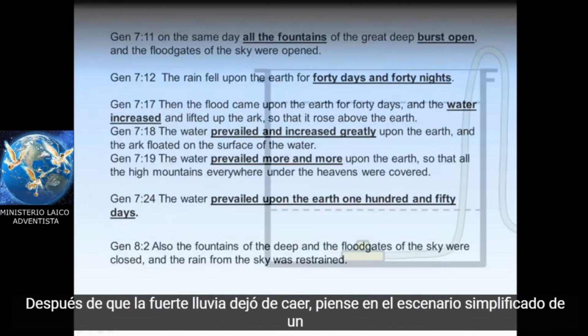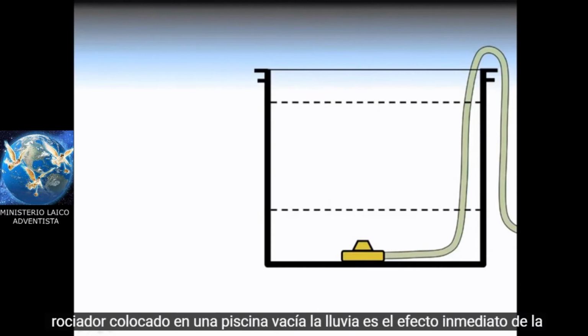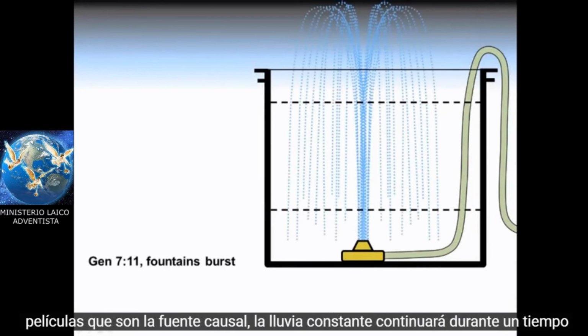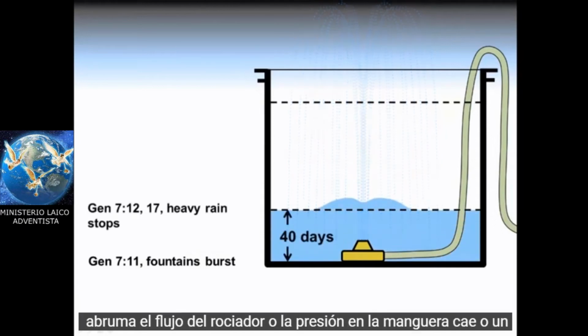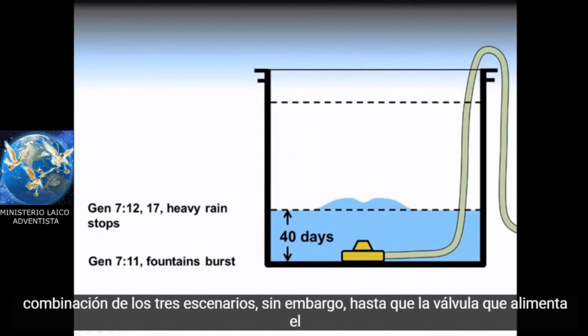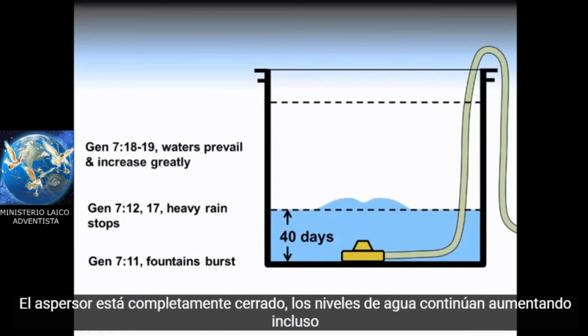Think of the simplified scenario of a sprinkler placed in an empty swimming pool. Rain is the immediate effect of the fountains, which are the causal source. Constant rain will continue for a time until the sprinkler orifice is opened more, or the depth of the rising waters overwhelms the flow from the sprinkler, or the pressure in the hose drops, or a combination of all three scenarios. However, until the valve feeding the sprinkler is completely shut off, the water levels continue to increase, even though there is no rain.